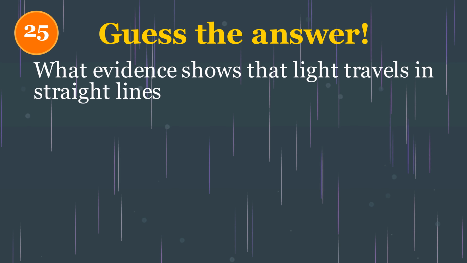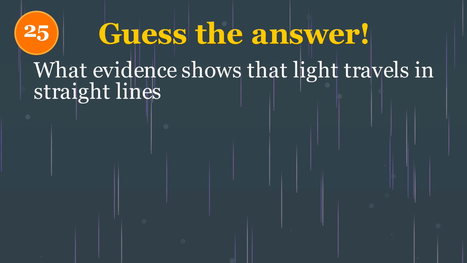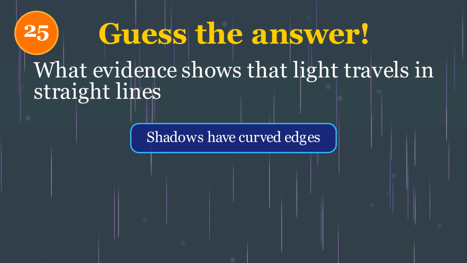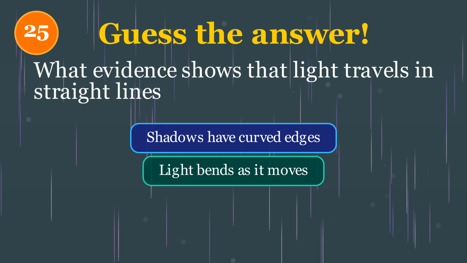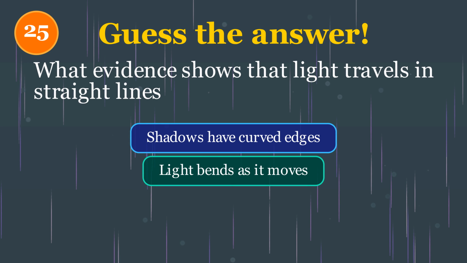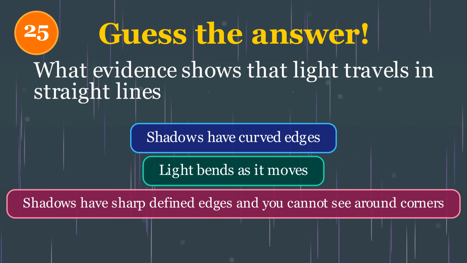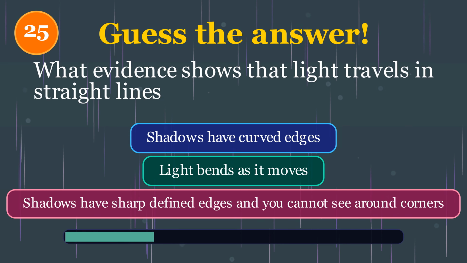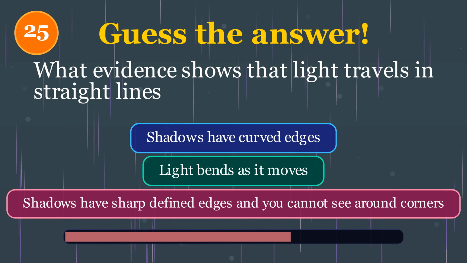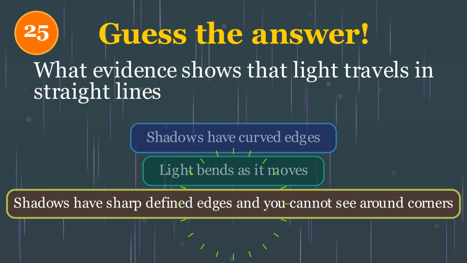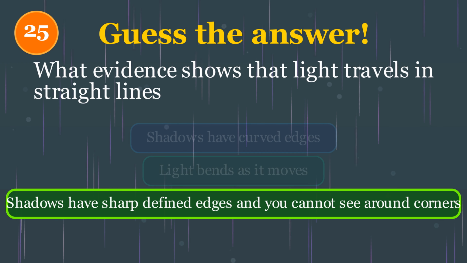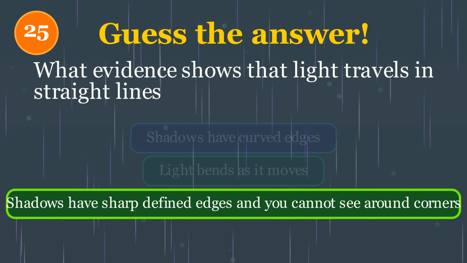What evidence shows that light travels in straight lines? Shadows have curved edges. Light bends as it moves. Shadows have sharp defined edges and you cannot see around corners. The correct answer is, shadows have sharp defined edges and you cannot see around corners.